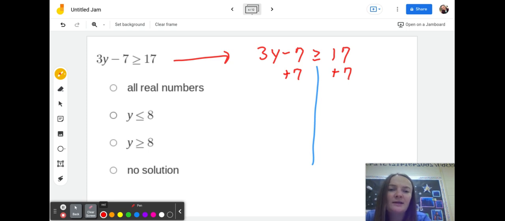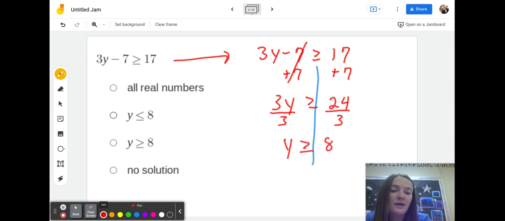So let's go ahead and cancel this out. -7 plus 7 cancels to 0. And I'm left with 3y is greater than or equal to 24. This is 3 times y, so I'm going to divide by 3, divide by 3. 3 divided by 3 is 1, so y is greater than or equal to 8. And so we are going to pick this selection right here. Y is greater than or equal to 8.